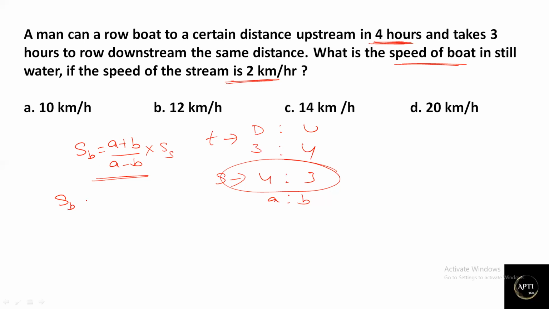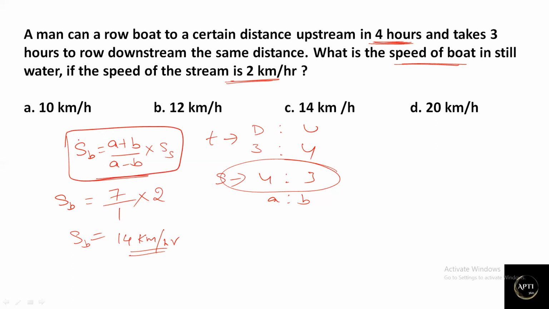So speed of the boat can be calculated by A plus B, which is 4 plus 3 is 7, and A minus B, 4 minus 3 is 1, into what is the speed of the stream? 2 km per hour. What is 7 into 2? Total answer 14 km per hour is the speed of the boat. Okay, and I hope you all are clear. If you know this formula, this simple step, you will get the answer within a single step. I hope you all are clear. Here the answer is option C, 14 km per hour.